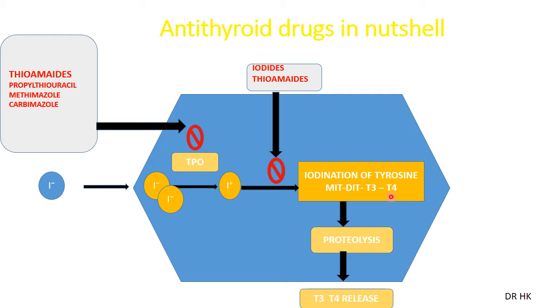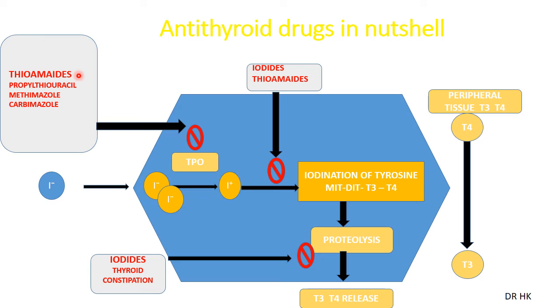Now iodides also inhibit the binding of hypoiodate ion to tyrosine residues. Another important action of iodides is that they inhibit the release of T3, T4 from these cells. So this is also known as thyroid constipation.